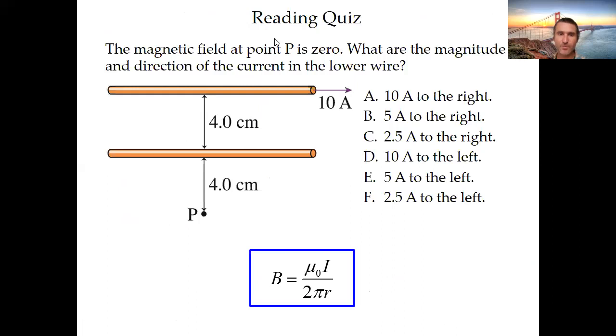I'm going to open the poll again. And maybe with this new knowledge that we have, you can figure out how to determine the sign and the magnitude of the current that's going through the lower wire using this formula.